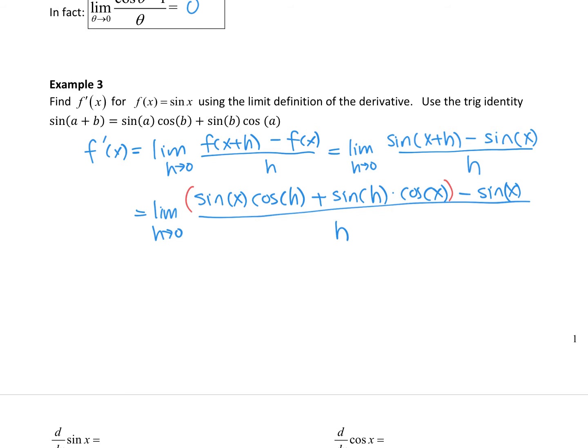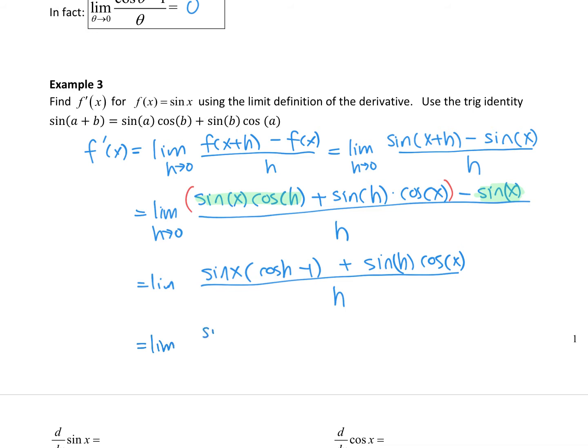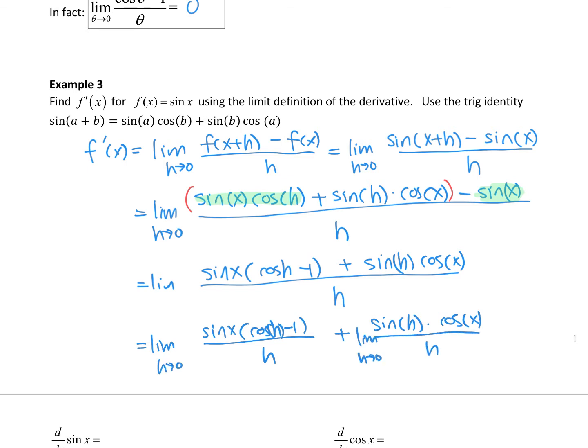It looks complicated. What I'm going to do next is, I see the term with the sine x in it, so maybe I can factor that out. So let's see, I can do the limit of sine x times cosine h minus 1, plus sine h cosine x, all over h. All right, next I'm going to split the limit. So it's going to be sine x times cosine h minus 1 over h, plus sine h cosine x over h, both as h goes to 0.